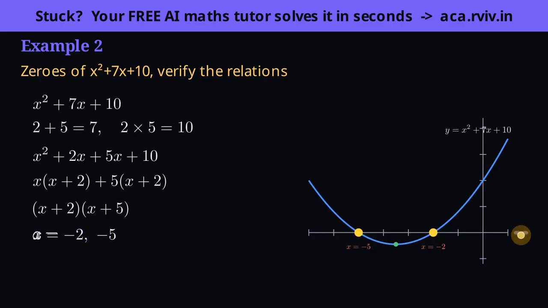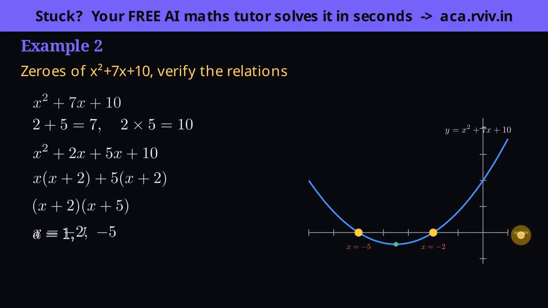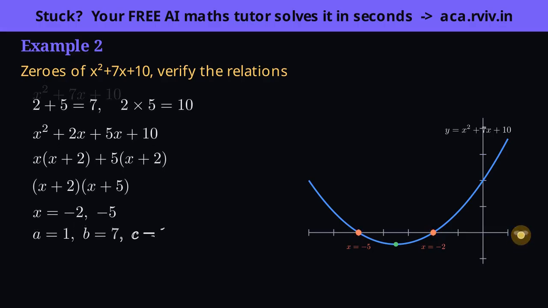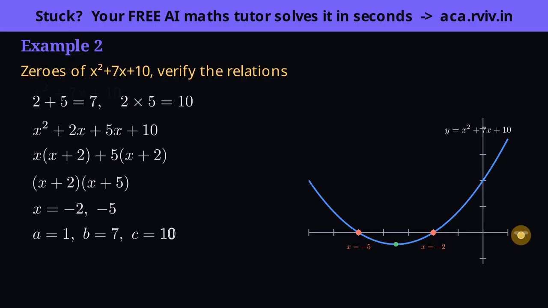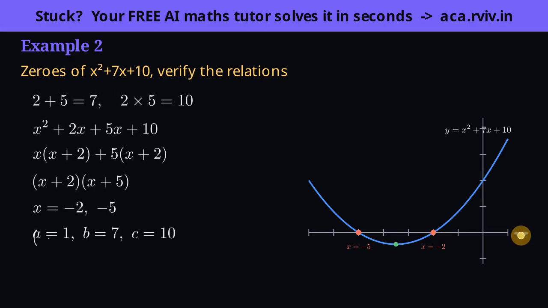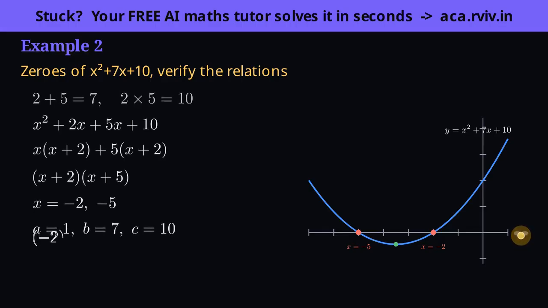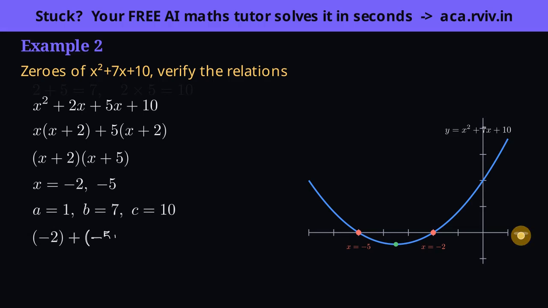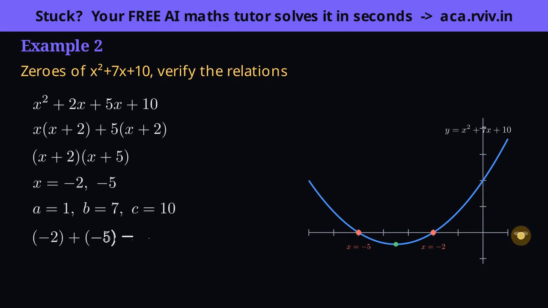Now the bonus check. Read off the coefficients against ax squared plus bx plus c so we can test the relations from Act 1. The relation says the sum of the zeros must equal minus b over a. Let's actually test it. Minus 2 plus minus 5 is minus 7, and minus b over a is minus 7 too. It matches. The derivation from the factors was no accident.